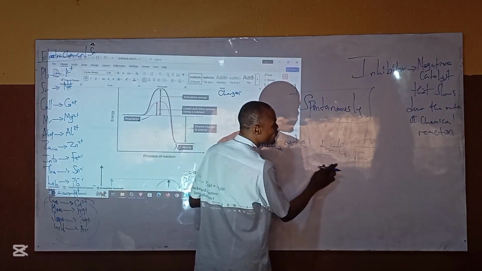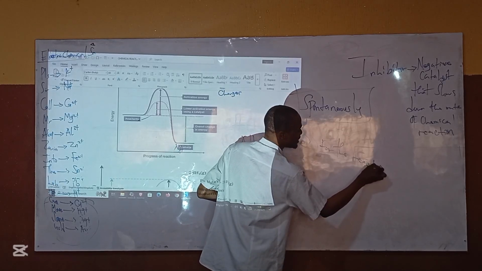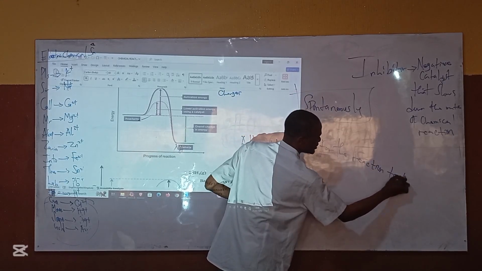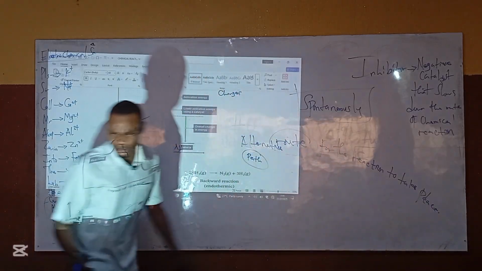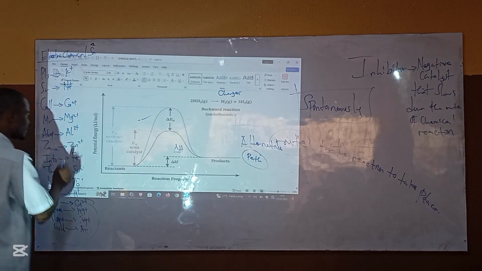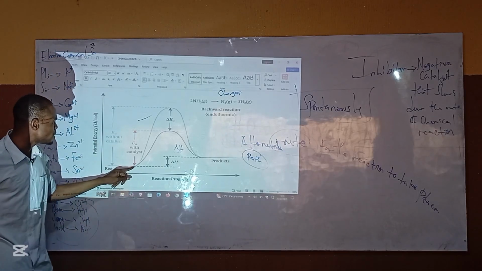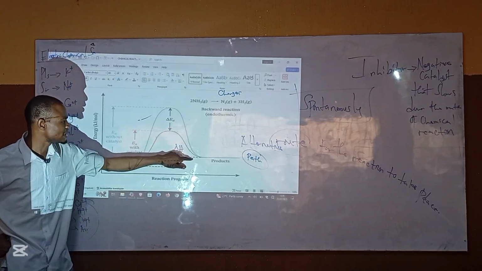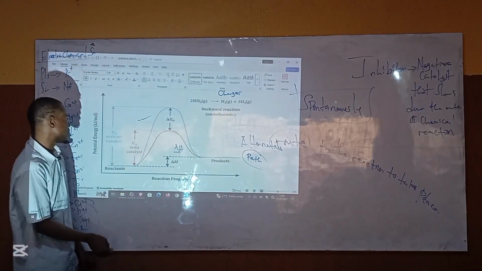Now, an alternative route for the reaction to what? For the reaction to take place. Now look at it. This is for exothermic and endothermic. Can you see? It's very nice. Look at this nice diagram. Can you see that another path is being taken? A low activation energy.